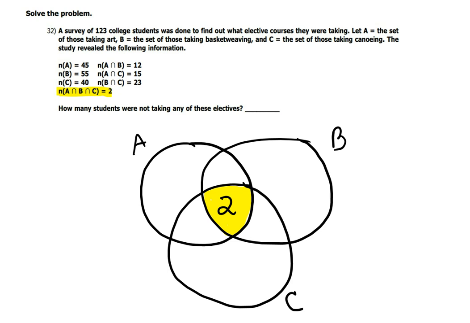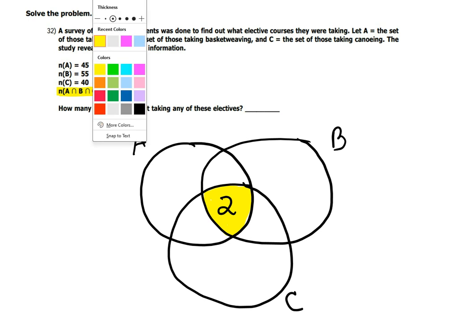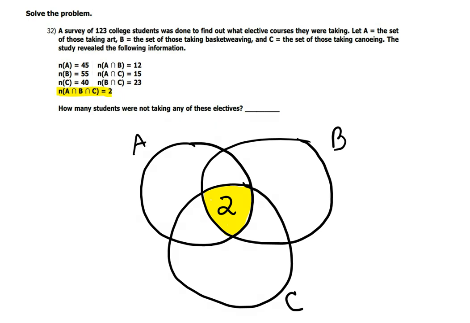And remember, you always want to start with where all three circles intersect, which I highlighted in yellow. A intersect B intersect C is a 2, so that's why I've got a 2 there. You're then going to move to your eyelets, which is where two circles intersect. So if I start with A intersect B, A intersect B is this eyelet here.